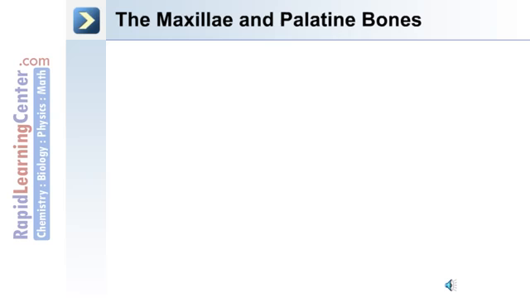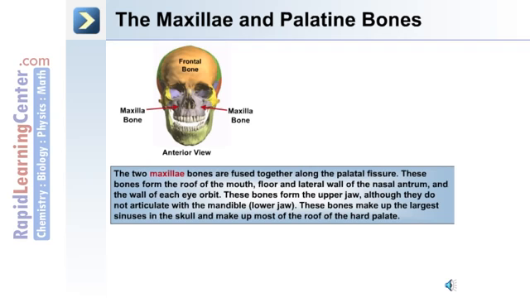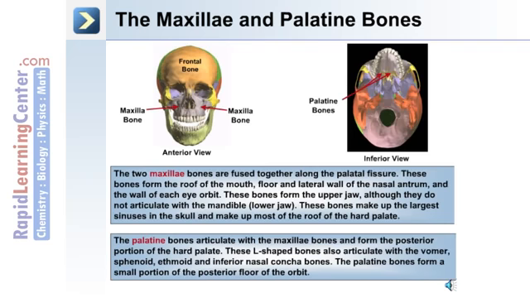The next facial bones we'll discuss are the maxilla and palatine bones. The 2 maxilla bones are visible in this anterior view of the skull. These are fused together along the palatal fissure, and they form the roof of the mouth, the floor and lateral wall of the nasal antrum, and the wall of each eye orbit. The maxilla bones form the upper jaw, although they do not articulate with the mandible, the lower jaw. And these bones make up the largest sinuses in the skull and most of the roof of the hard palate.